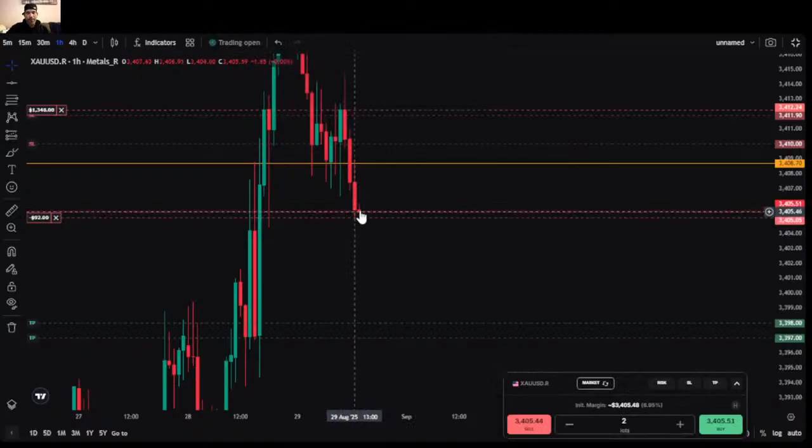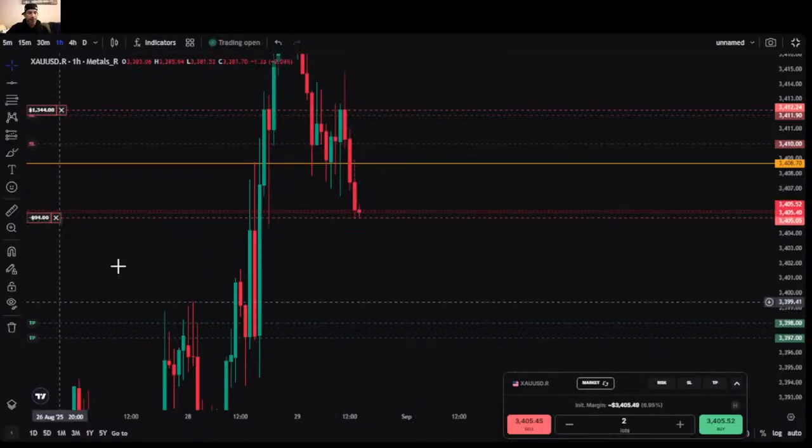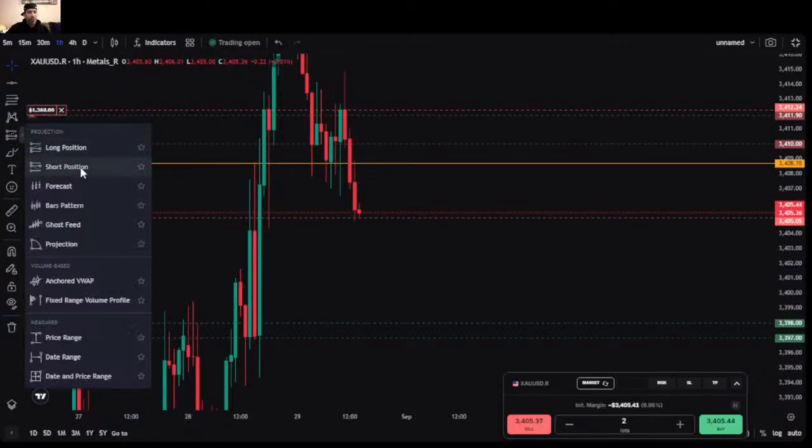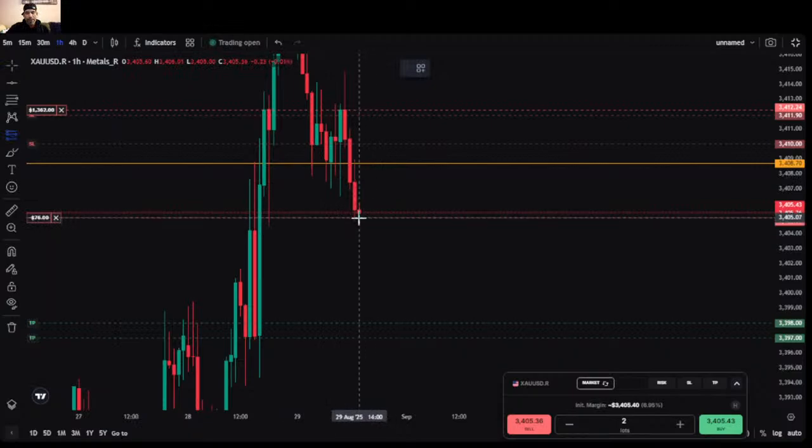Yeah, pulled up here a little bit. I wanted the entry right up here, but it's okay. I'm okay with that. So that's our trade here. We took a sell on gold. And our entry was right here.